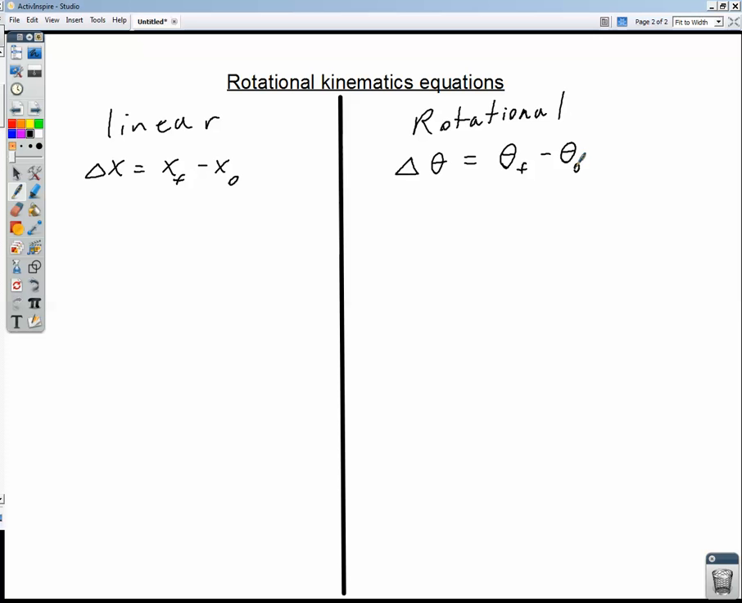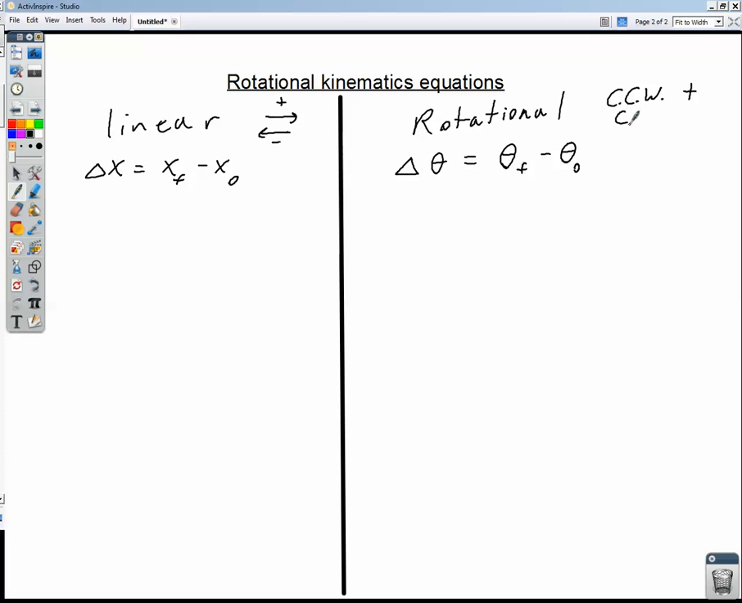And we should mention here, remember in the linear world that to the right was positive and to the left was negative? We have the same sort of thing going on in the rotational world. Unfortunately, it works the exact same as it does on the unit circle in math. If we go counterclockwise, that's defined as positive.